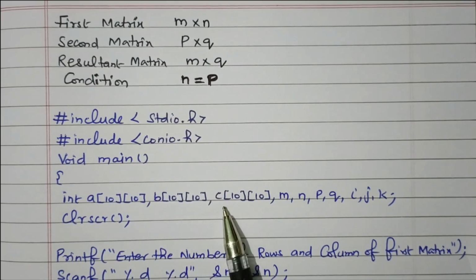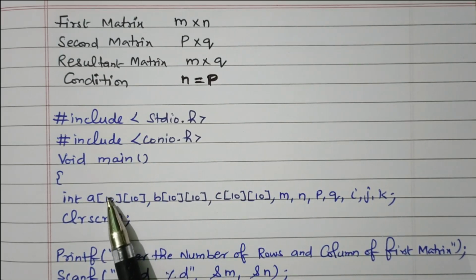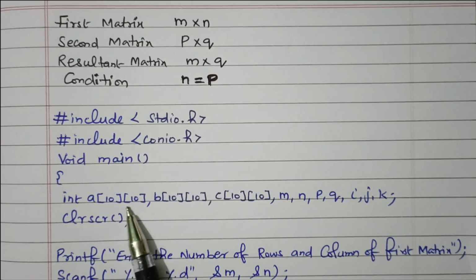B, second matrix. C, third matrix. We declare these as 2-dimensional arrays. 10 into 10: row size is 10, column size is 10. This is the maximum size. We can use any size within 10.